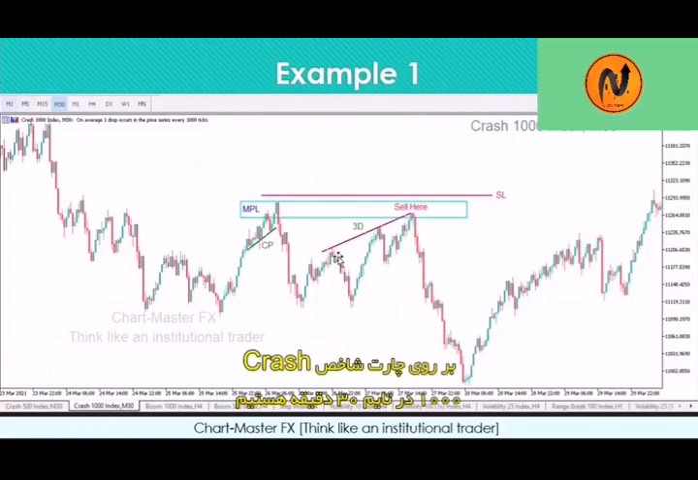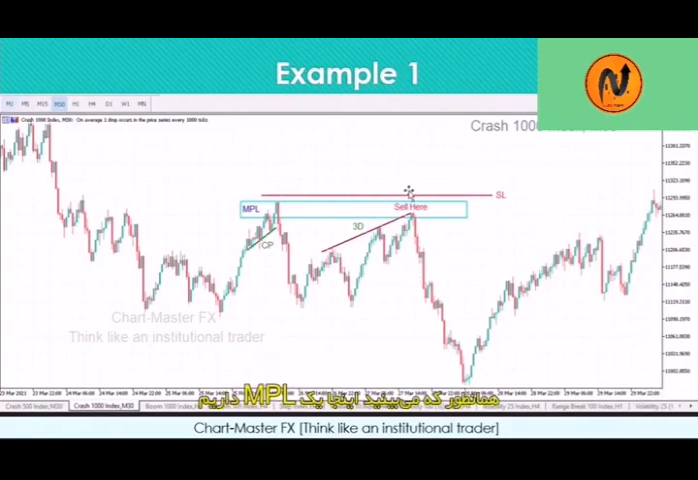So here, guys, we are on Crash 1000 Index M30. As you can see here, we have an MPL area. We have an MPL here, kind of a quasi-model level. And I think if you draw a line here, you will see that it is kind of an MPL with at least 2 touches of resistance.